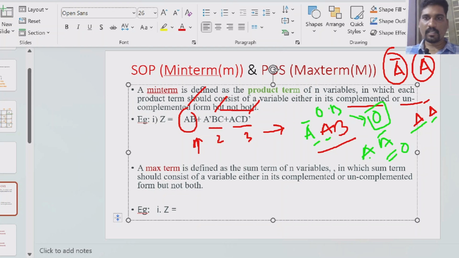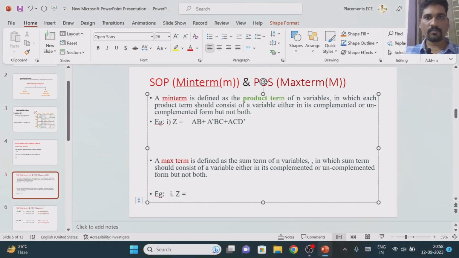Now see, if in the product term the same variable repeats in complemented form as well as uncomplemented form, then the output is nothing. Now what is the definition of the minterm? A minterm is a product term. Why is it a product term? It is used in the SOP function. SOP is nothing but the product terms being added together.